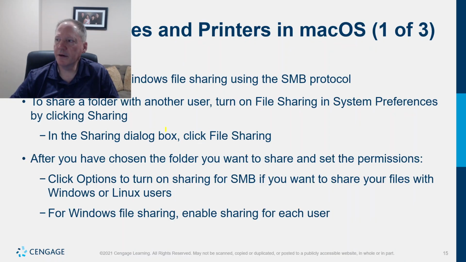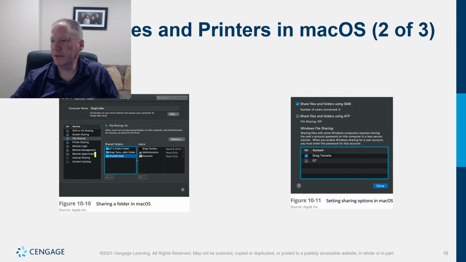All right. Now in Mac, Mac supports SMB, and to share with another user, if you want to share it on the Mac, you have to go into the System Preferences and turn on file sharing under the sharing applet, and then away you go from there. All right. So here is how you share a folder. You go into System Preferences, click on file sharing, then go to the shared folder and say who you are going to share it with, and away you go. Okay.